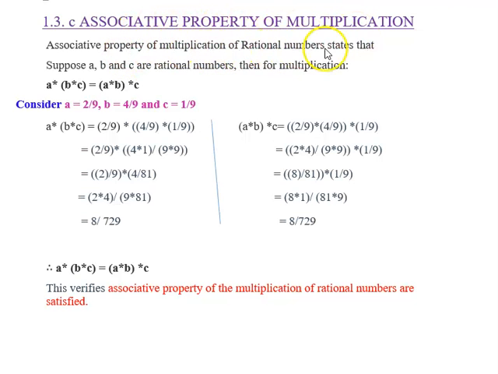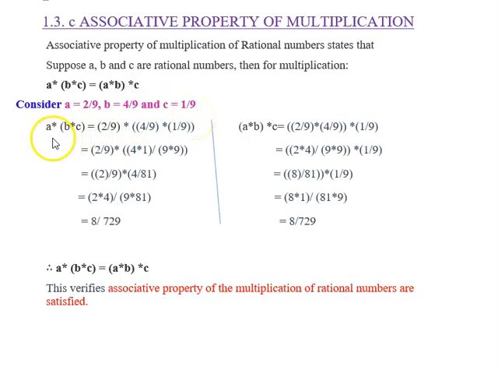Associative property of multiplication of rational numbers states that suppose a, b and c are rational numbers, then for multiplication, (a times b) times c is equal to a times (b times c). So we'll see this equation with an example. Consider a as 2 by 9, b as 4 by 9 and c as 1 by 9.